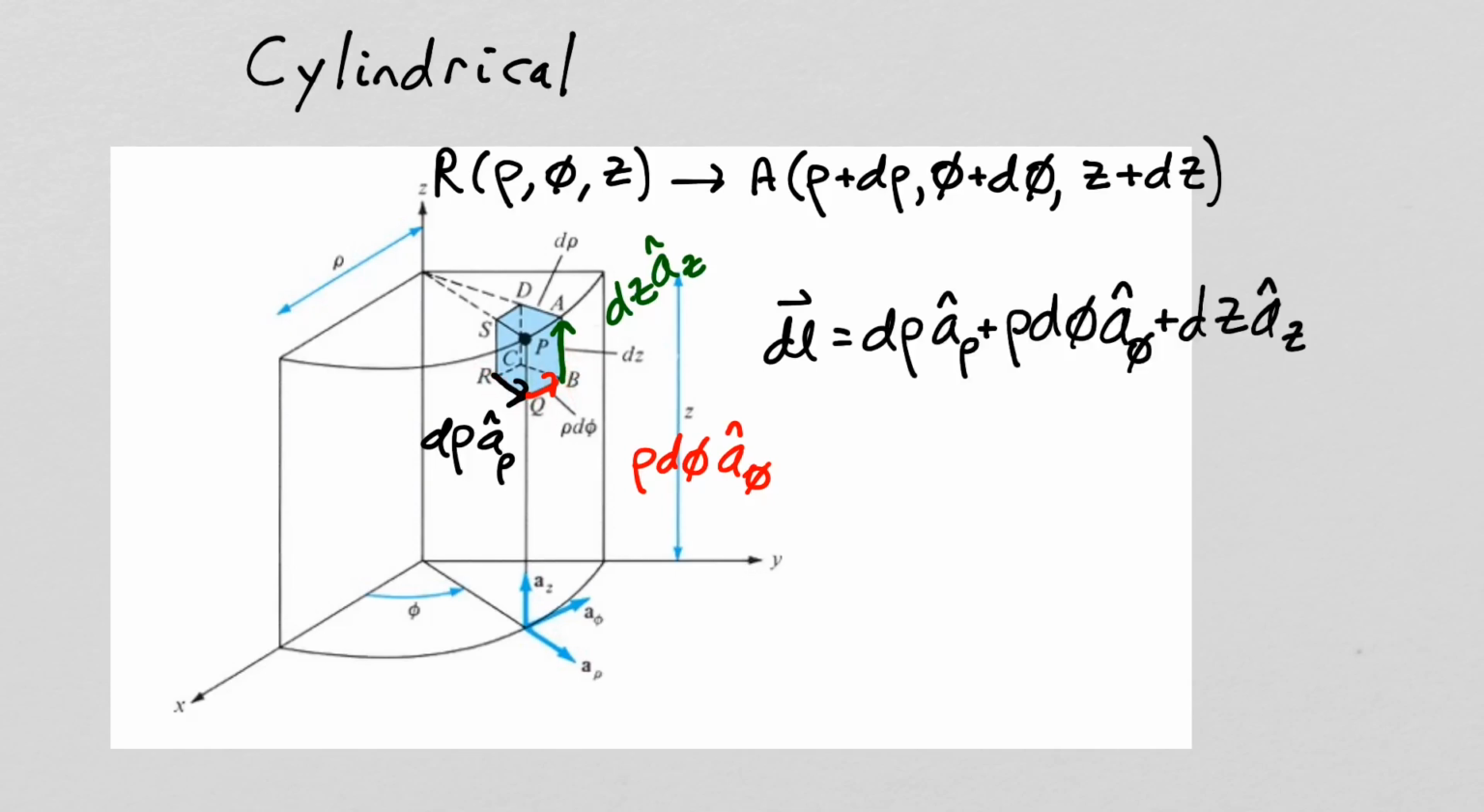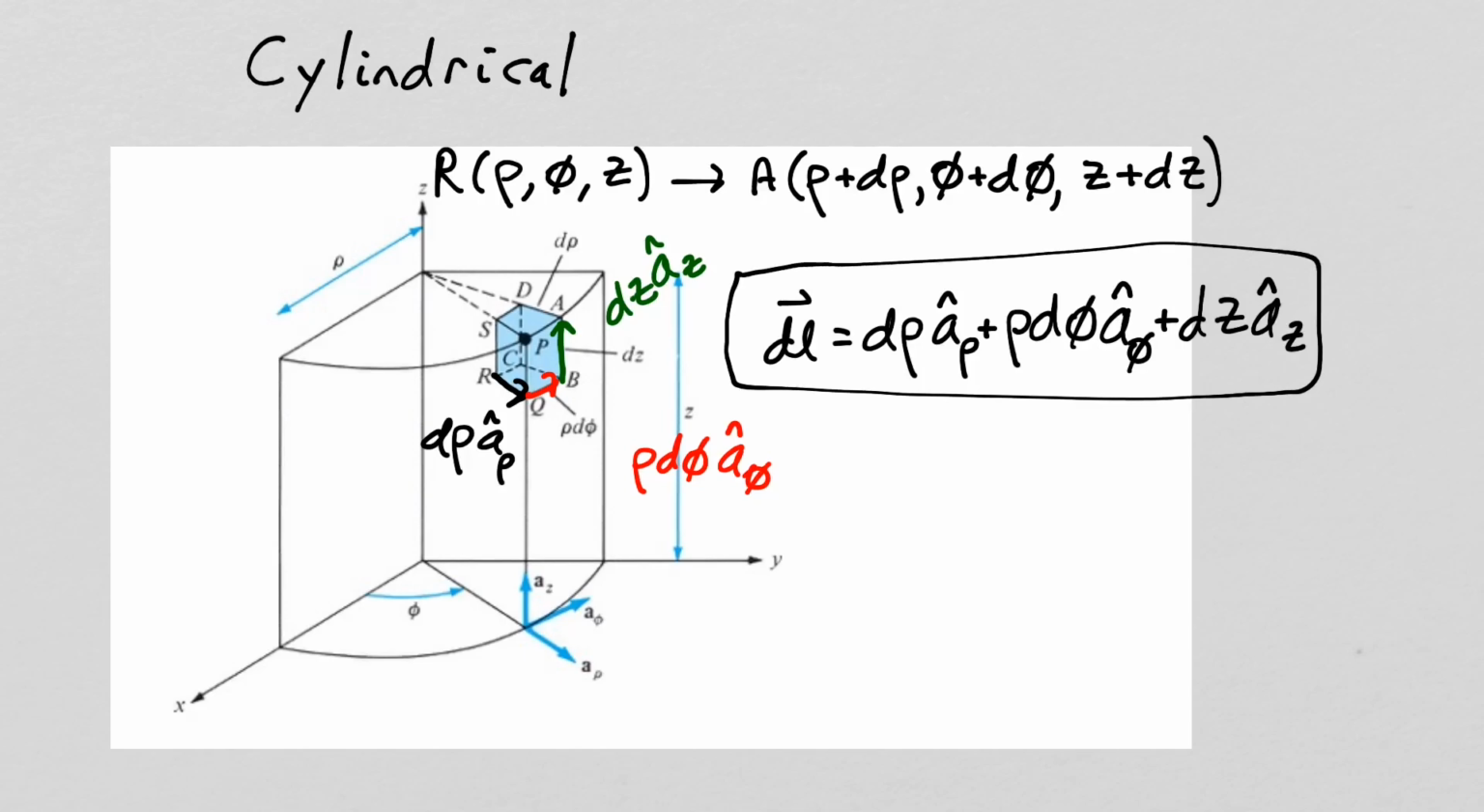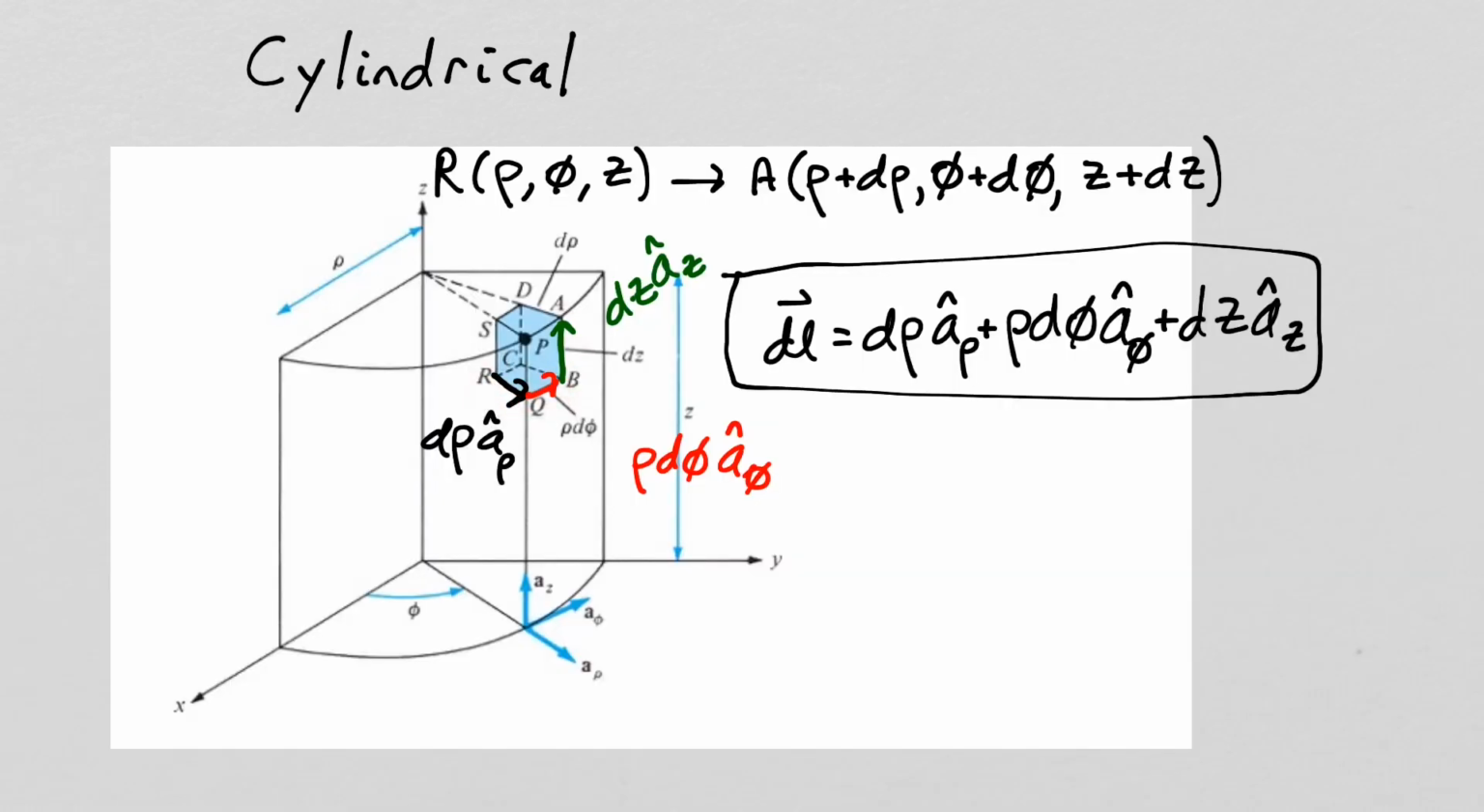As we go to differentials and this box gets to differential size, we can essentially treat it as a cube, so the differential volume will just be the product of the three sides. So our differential volume in cylindrical coordinates is rho d rho d phi dz.